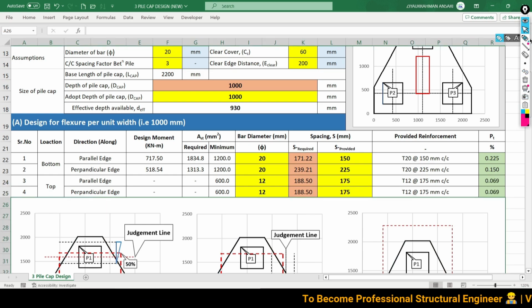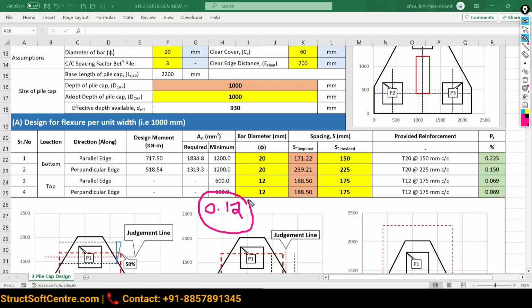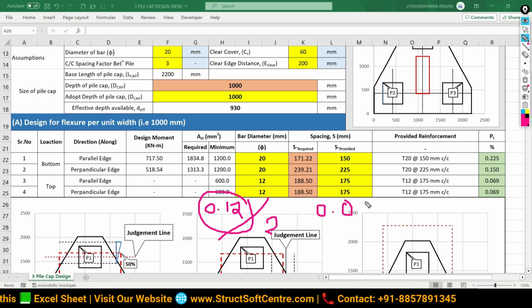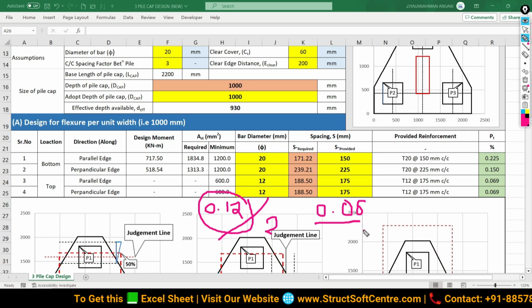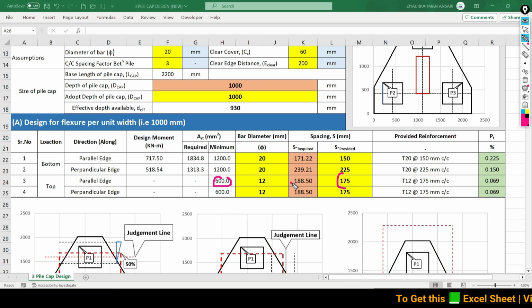So minimum percentage on the top face where there is no demand. Normally consultants provide half of the minimum reinforcement at the bottom. At the bottom we are taking minimum reinforcement 0.12%, so half of this becomes 0.06. According to this percentage, the area of reinforcement required is a minimum of 600. That's why the spacing required is 188, so we have provided 175.